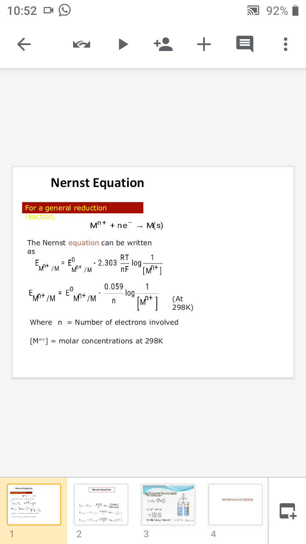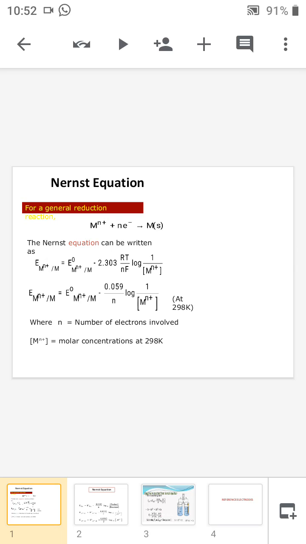So the Nernst equation for this half cell is, that means half cell means an electrode of a metal which is dipped in its salt solution. So the potential of that half cell is calculated theoretically by this Nernst equation. E, that is the potential of that half cell, is equal to E0, that is the standard potential of that half cell, minus 2.303 RT divided by nF into log 1 divided by M to the power n+.